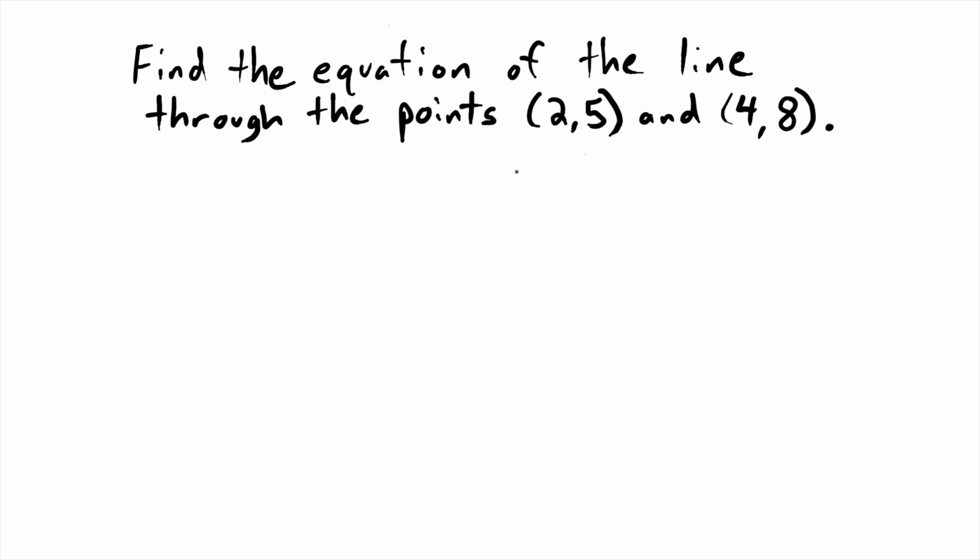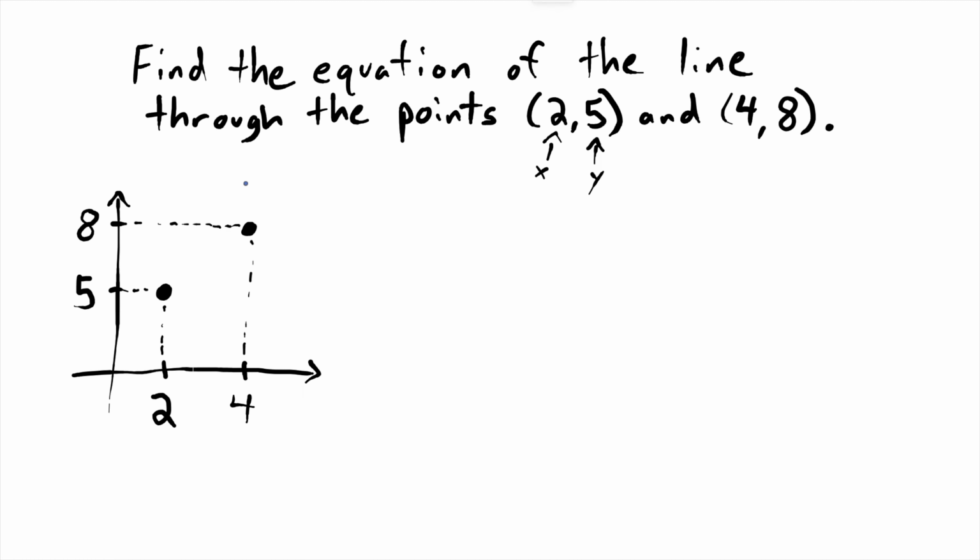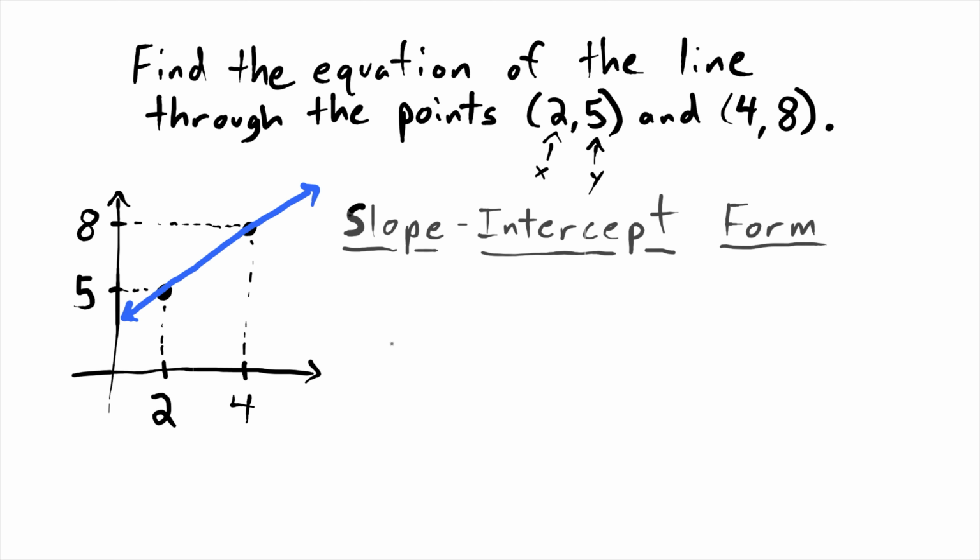So we're going to find the equation of the line through these 2 points right here. If I make a pretty basic picture of this situation, I have my 2 points here. And what we're going to do is find the equation of the line that goes right through these points. There's more than one form of equation of a line. In this video, I'm going to show you using the slope-intercept form.